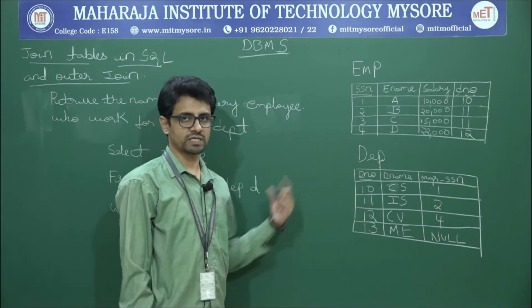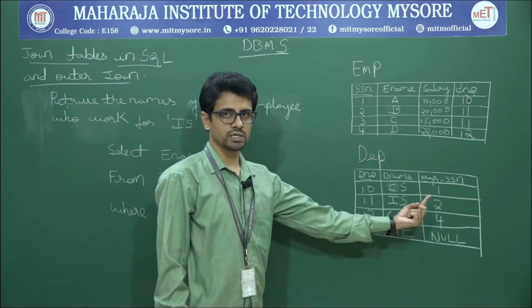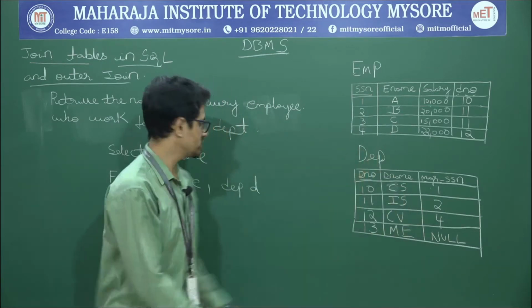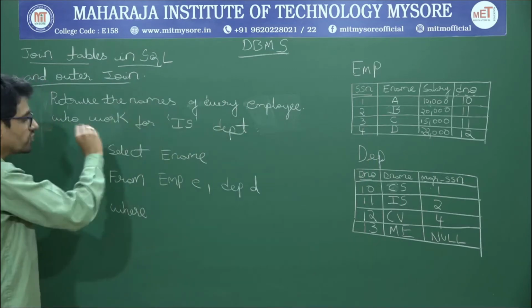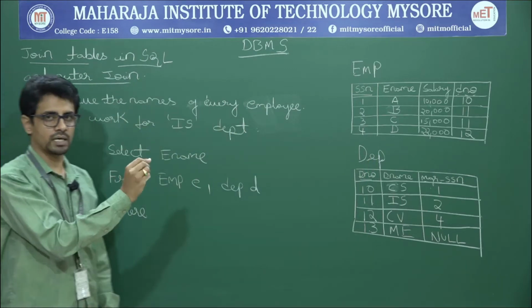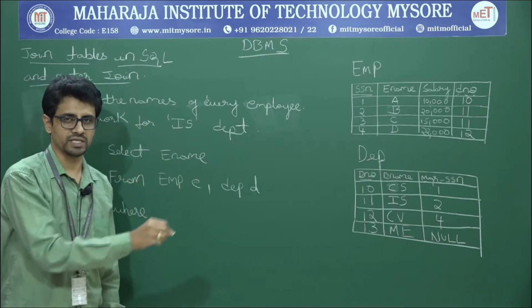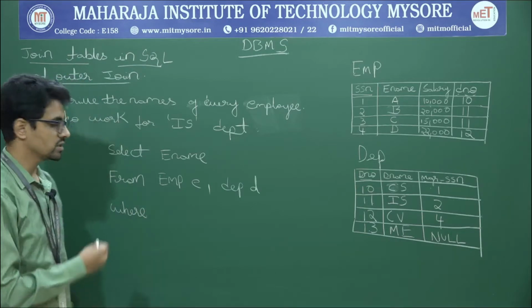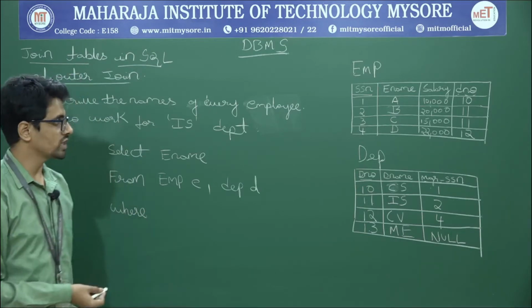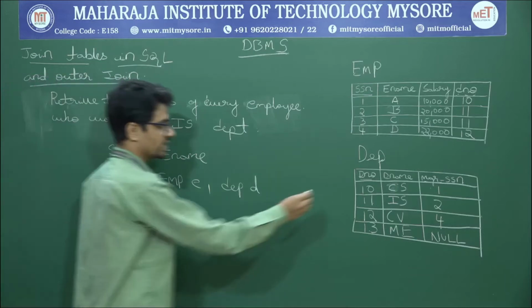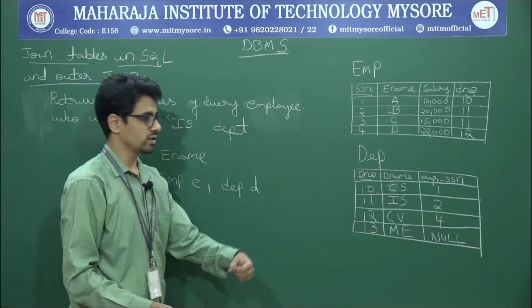Now the question is asked with respect to works for or manager. It is asked with respect to works for, because it says retrieve the names of every employee who works. It's not about the manager here. So we need to join these two tables based on the works for condition, that is, the department number. Hope you are able to grasp this.